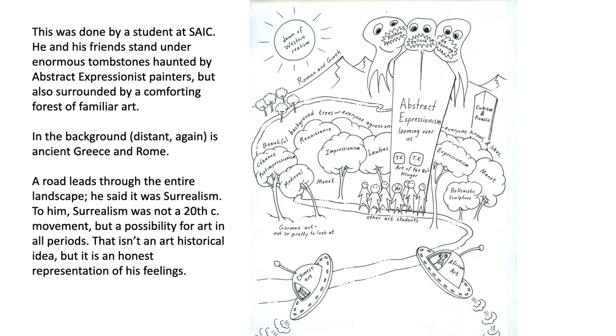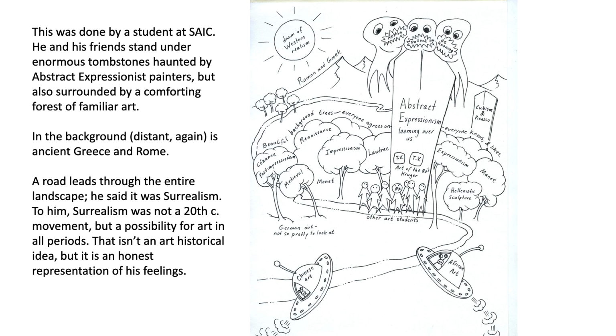In the far background, there are mountains underneath the sun there, labeled Roman and Greek, and that's very common in my experience in these drawings, that Greek and Roman art seems to people to be very distant, hard to understand, very far away. Then there's this road that leads through the entire landscape, and it's not labeled.